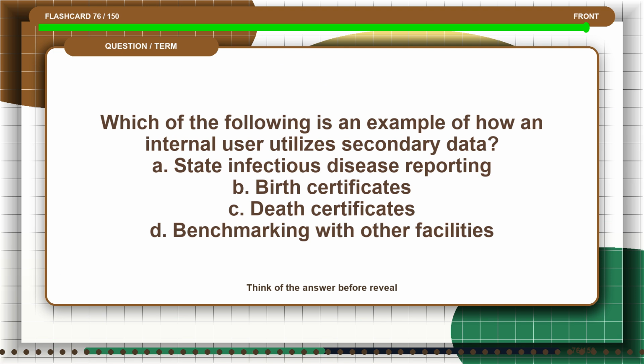Flashcard 76. Which of the following is an example of how an internal user utilizes secondary data? A. State infectious disease reporting. B. Birth certificates. C. Death certificates. D. Benchmarking with other facilities. Think of the answer before the reveal.